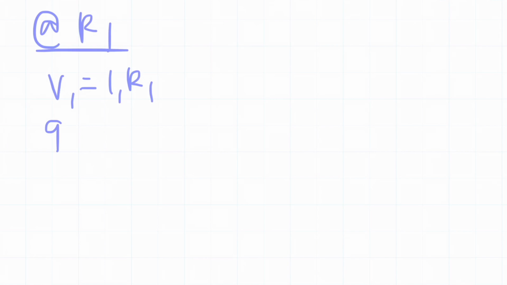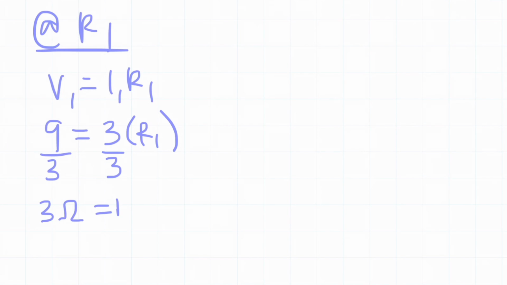So we know that we have 9 volts. The current is 3 for the whole circuit, and we're going to solve for R1. Divide each side by 3. 9 divided by 3 is just 3, so we have 3 ohms for resistor 1. I'm going to box this as well. So let's fill out the table.